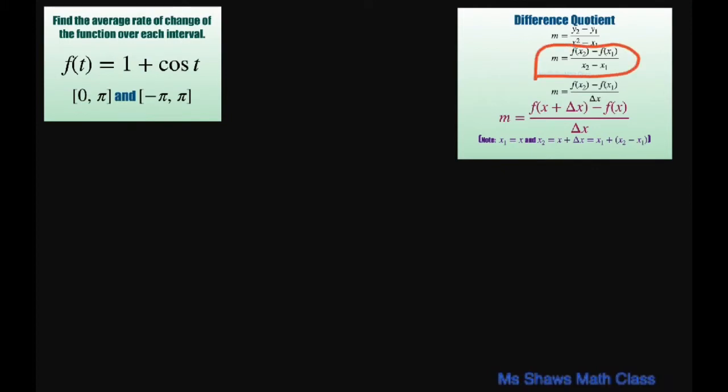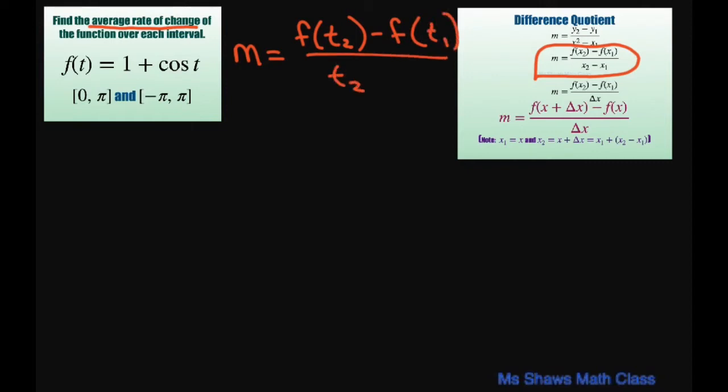Instead of x, I'm going to put t. So it's our slope formula, which is the same as the average rate of change. So it's going to be f of t sub 2 minus f of t sub 1 divided by t sub 2 minus t sub 1. And a good way to set this up is write this as change in f divided by change in x.